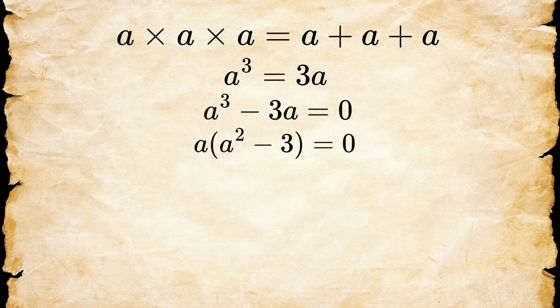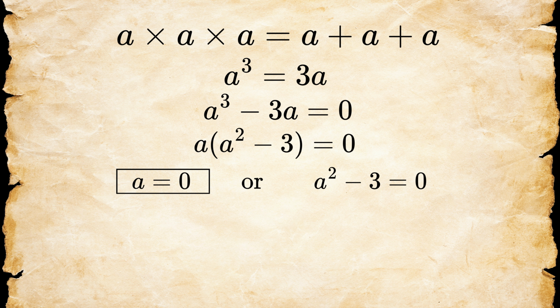Now comes the most important rule. Whenever two numbers multiply together and the answer is 0, at least one of those numbers must be 0. So there are two possibilities. The first possibility is that a equals 0. The second possibility is that a squared minus 3 equals 0.